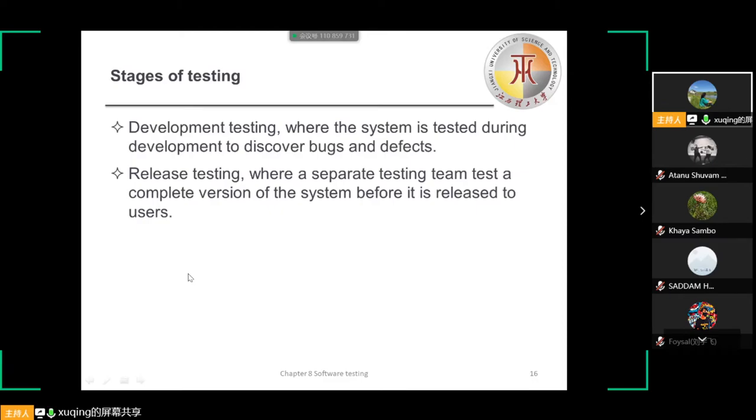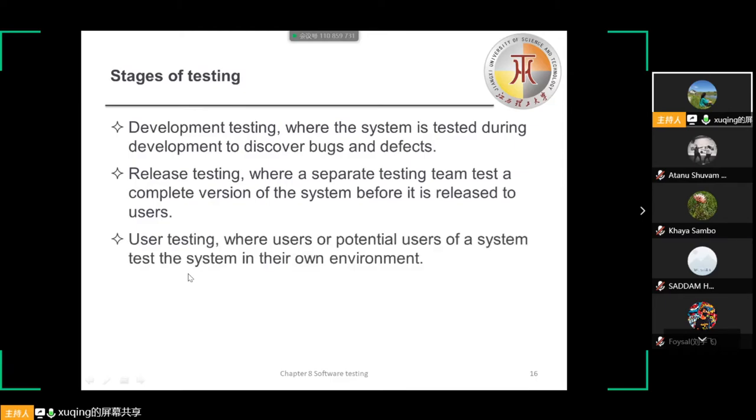The third stage of testing is the user testing, where users or potential users of a system test the system in their own environment. Here for a software product, the user may be an internal marketing group who decide if the software can be marketed, released, and sold. So acceptance testing is one type of user testing, where the customer formally tests a system to decide if it should be accepted from the system supplier or if further development is required.